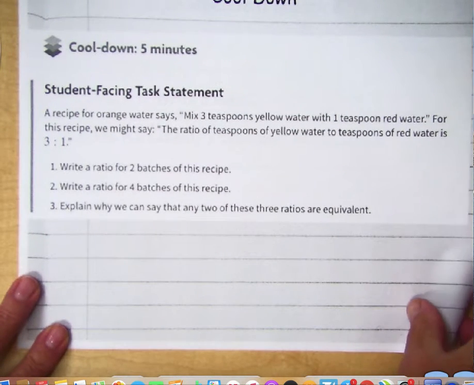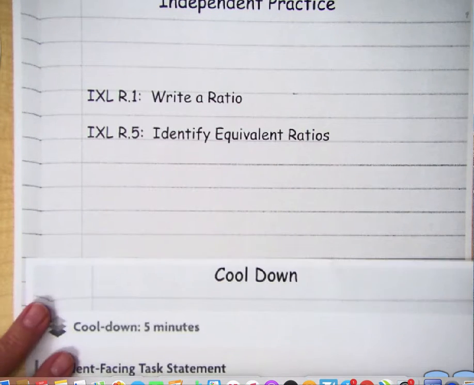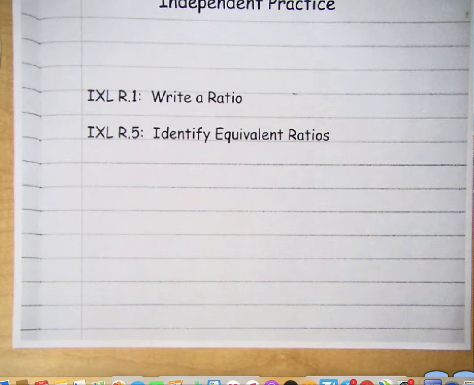Okay? And then lastly, on Thursday, I ask you to start working on R1 and R5 in IXL. Please continue to work on those. I will be updating grades periodically, and progress reports go out on the 28th.